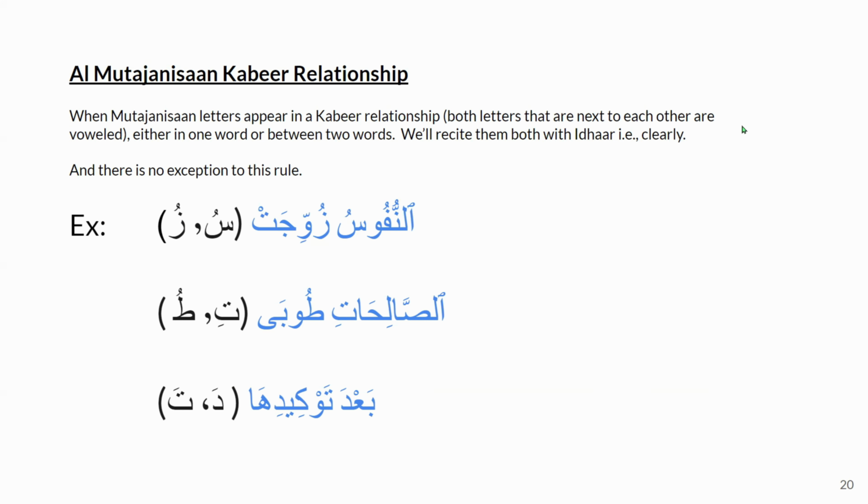And we can see some examples here. Letter Sin and letter Za, they are mutajaanisaan letters and they are next to each other in a kabir relationship. We recite both of them with idhar like this. An-nufusu zuwijat. Letter Ta and letter Ta, they are mutajaanisaan letters in a kabir relationship, and we will recite both of them with idhar like this. As-salihati tuba. And letter Dal and letter Ta, when they are in a kabir relationship, we will recite them with idhar like this. Ba'ada tawkidiha. And there is no exception to this rule.